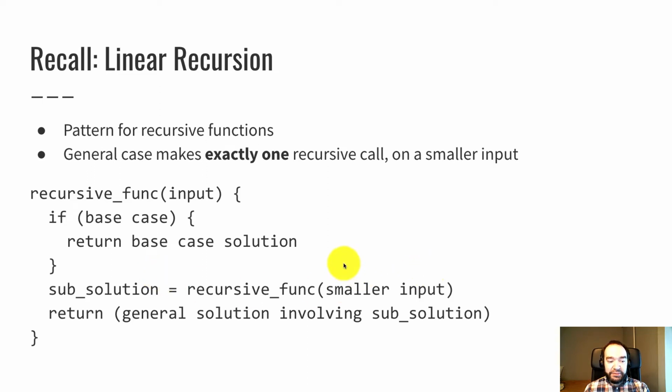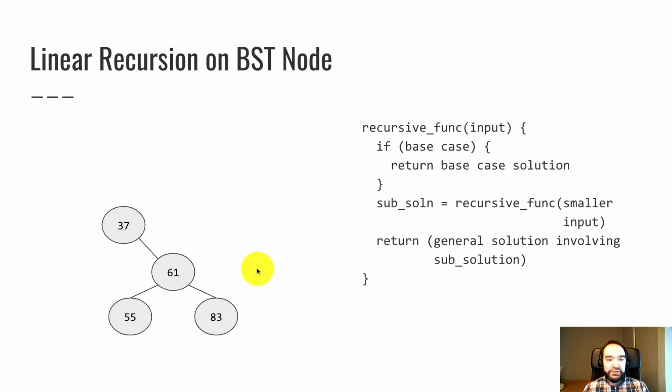And then finally, we produce a general solution that involves that sub-solution, but it also has to incorporate the one little piece that we eliminated from the recursive call. So in the case of singly linked lists, the recursive call is on the first node's next, so that's all the nodes after the first one, and we need to incorporate the first node somehow into the overall general solution. So let's see how we could apply this pattern to a binary search tree node.